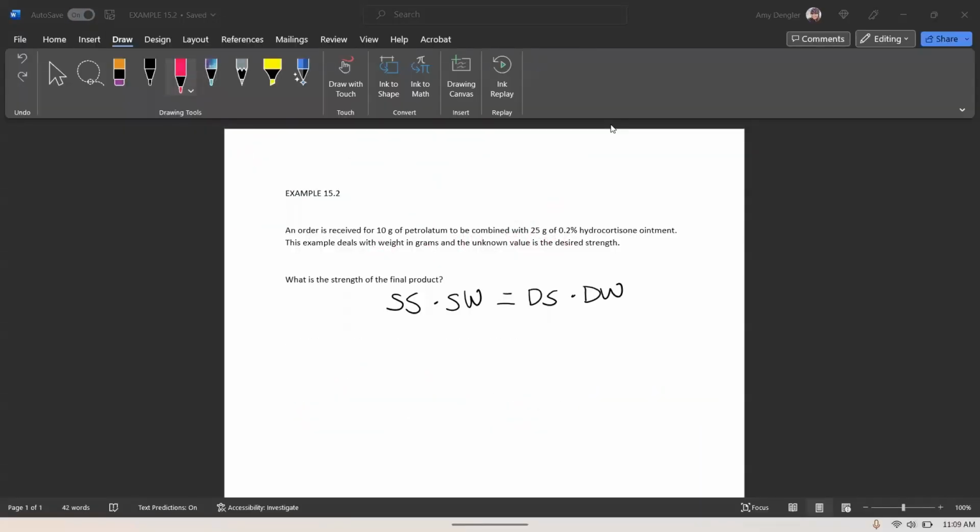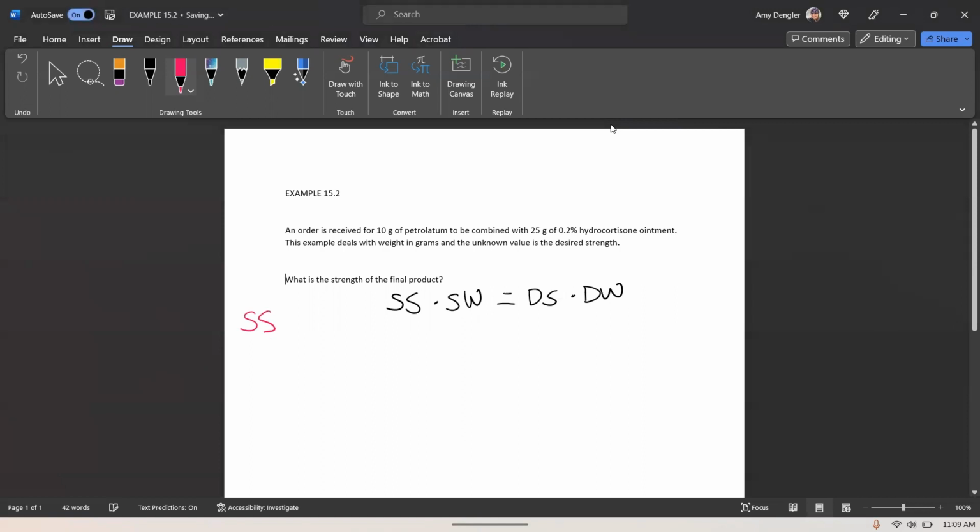All right, example 15.2, an order is received for 10 grams of petroleum to be combined with 25 grams of 0.2% hydrocortisone ointment. This example deals with weight in grams, and the unknown value is the desired strength. So this is the same as our previous problem, except for the units are different, but the math is going to be exactly the same.